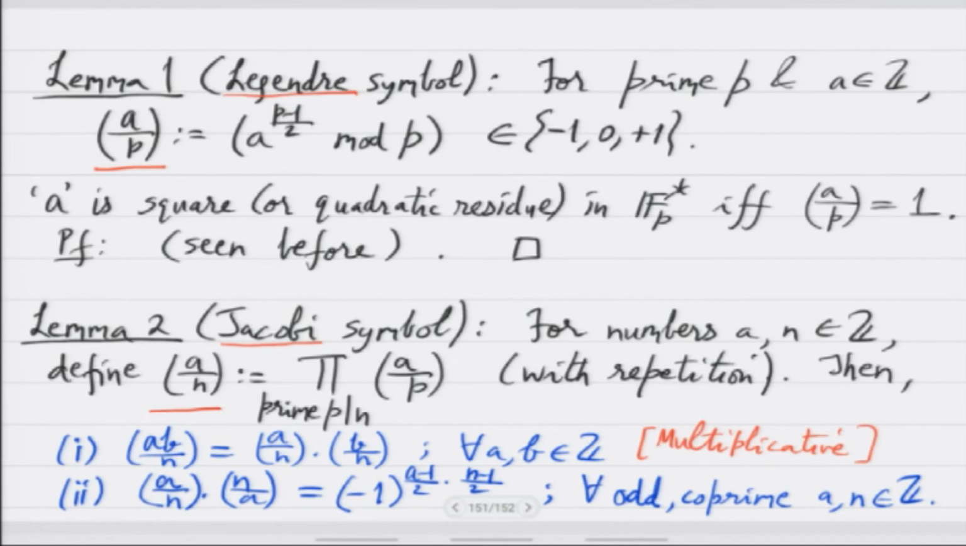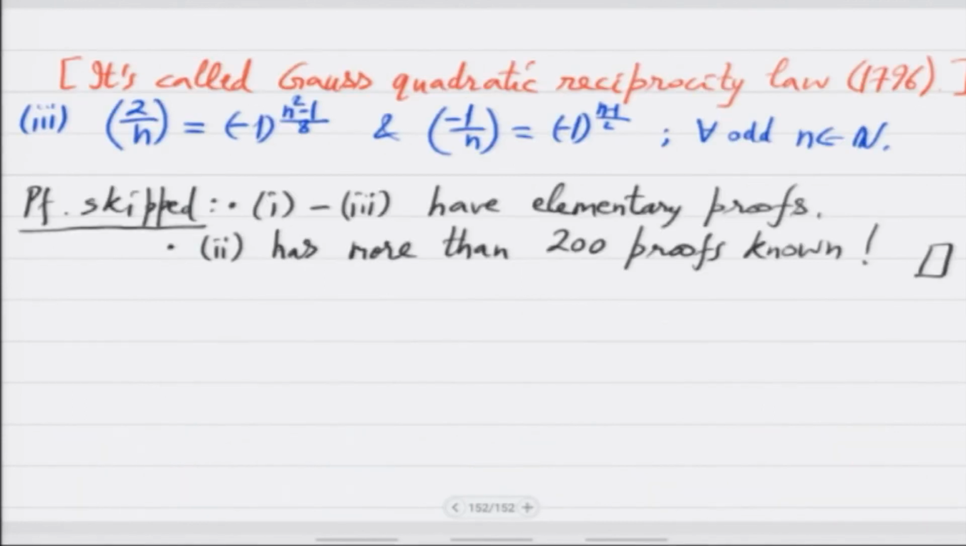So now this lemma, these three properties in blue that I have written, are very important for us because using this we can compute a by n for given a and n numbers, and once we can compute that we can actually describe Solovay-Strassen's test. So let us do that.